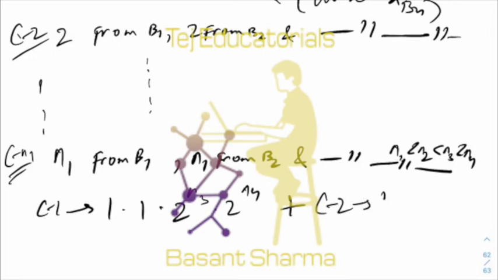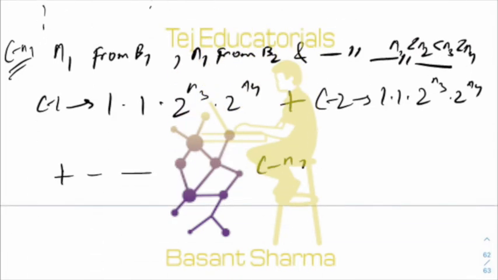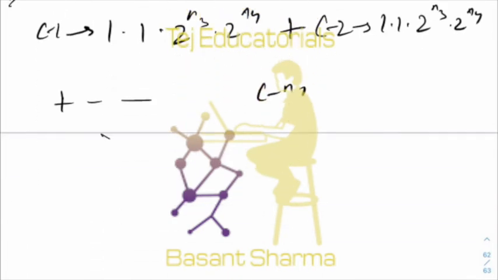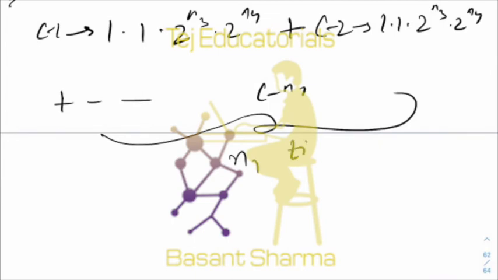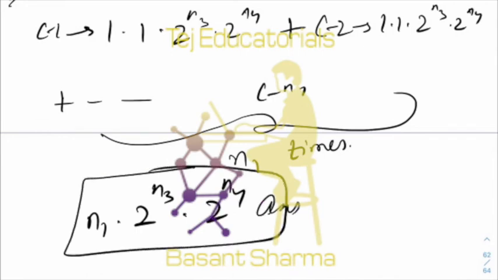For case 2, again you have 1 into 1 into 2 to the power n3 into 2 to the power n4, and so on till case n1. So finally what you get is you have n1 times the same thing which is getting repeated. So this is nothing but n1 into 2 to the power n3 into 2 to the power n4. This is your answer.